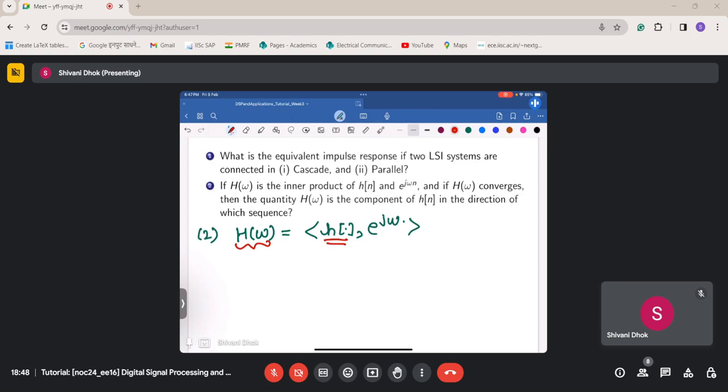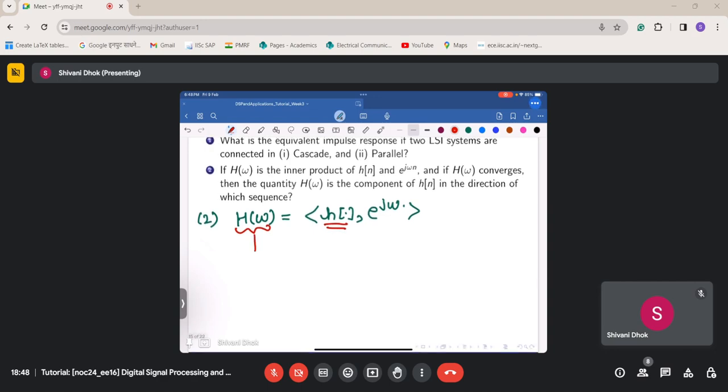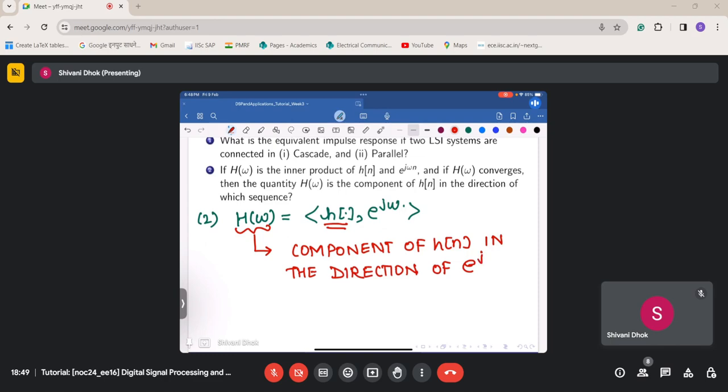When we have an inner product between two sequences, we are finding the component of one sequence onto the other sequence, just like how we project. So this H of omega is the component of h of n in the direction of the sequence e power j omega n. Is it okay?